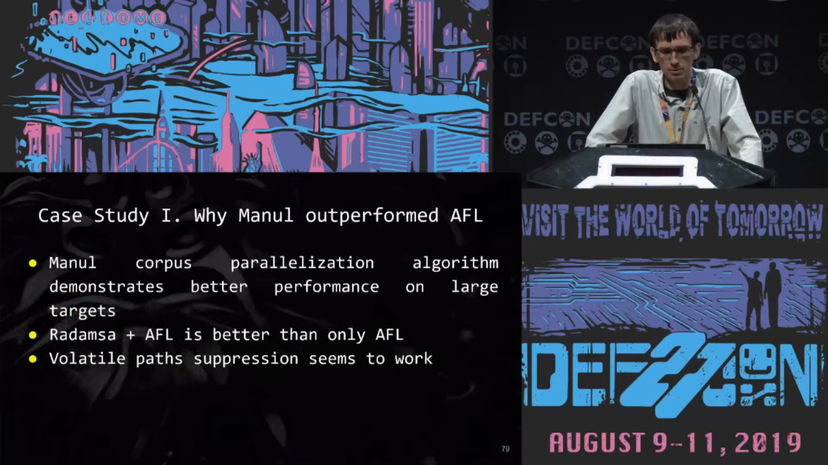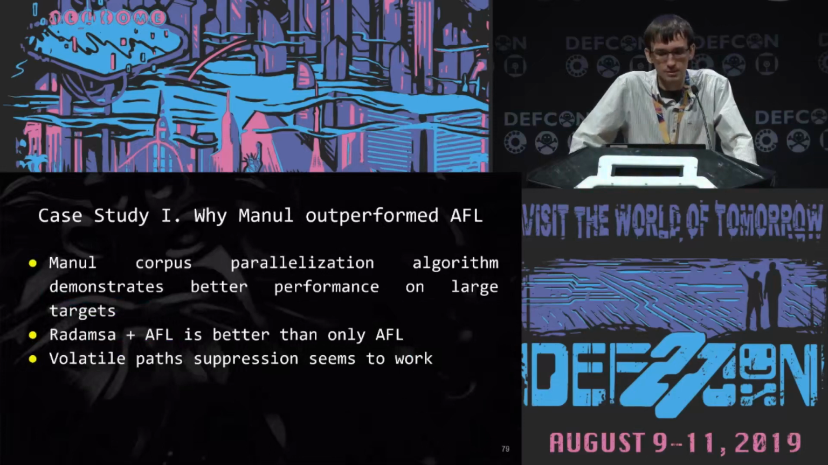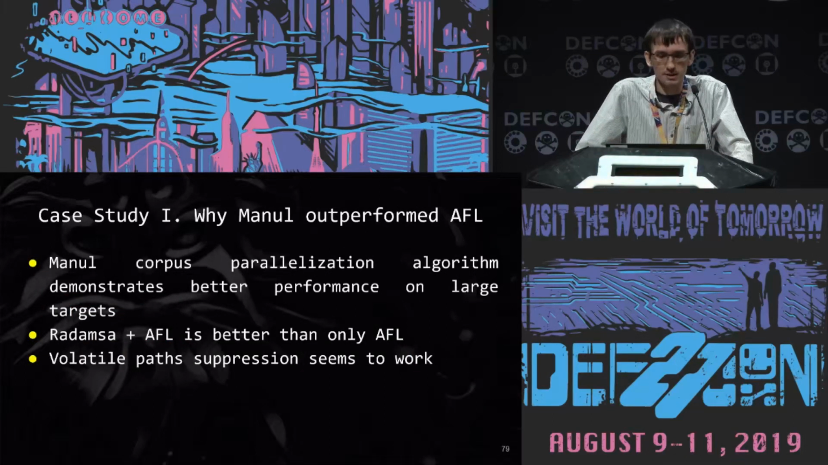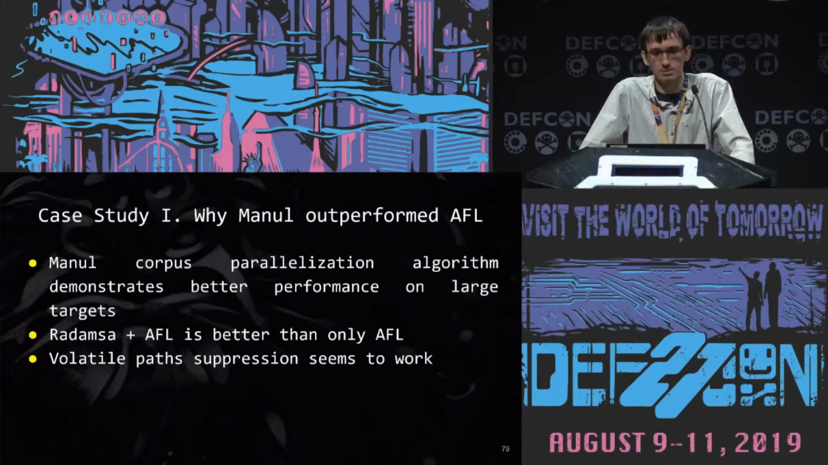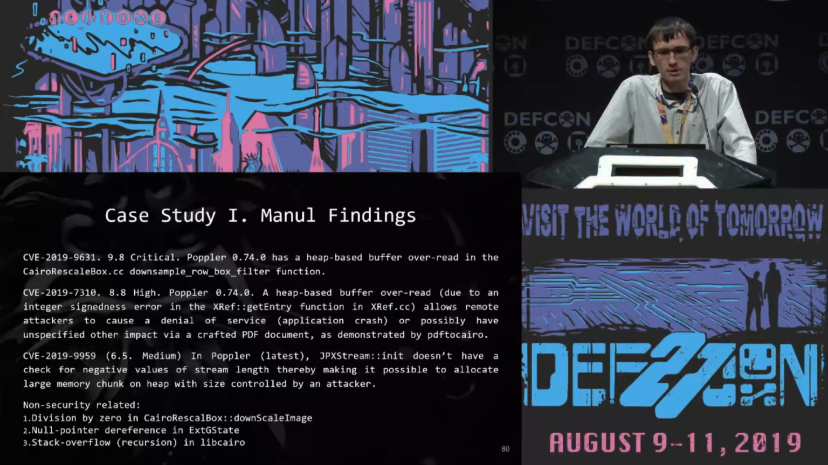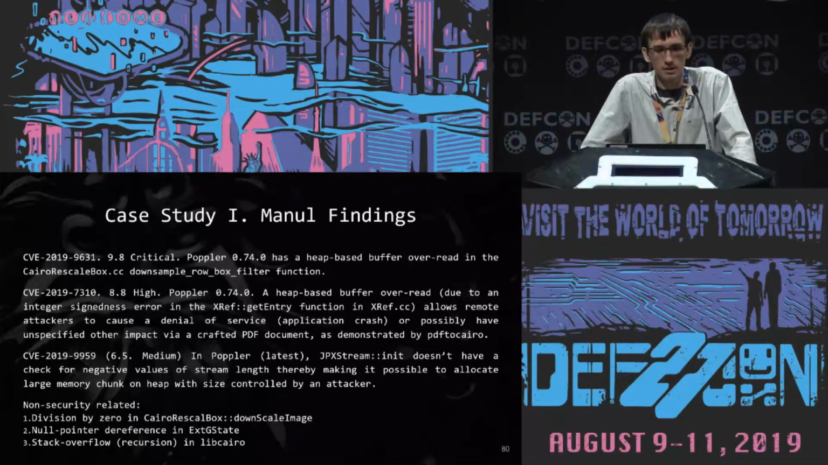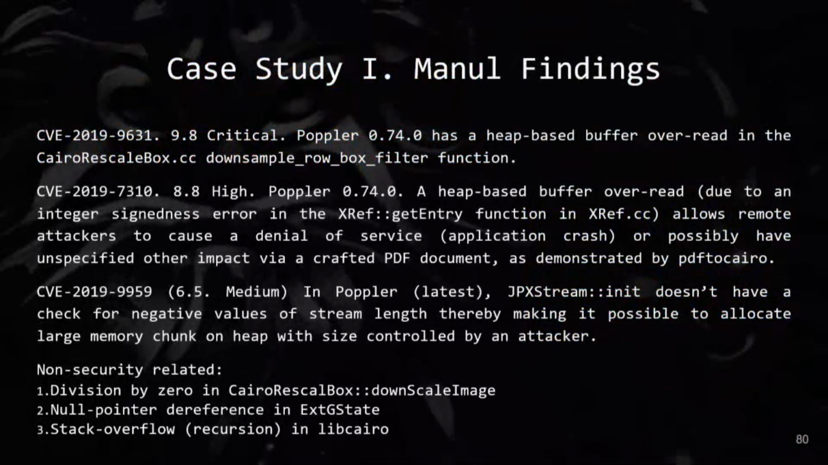This was possible because of the improvements that I introduced in the second part of my talk. Our corpus parallelization plus volatile path suppression plus the combination of two mutators gave us much better results despite the lower execution speed. More importantly, Manul managed to discover 3 zero-day vulnerabilities and 5 non-security related bugs in Poppler, previously, of course, unknown to developers. NIST assigned the following CVEs for these vulnerabilities, from medium to critical severity rate, and let's actually discuss a couple of them.